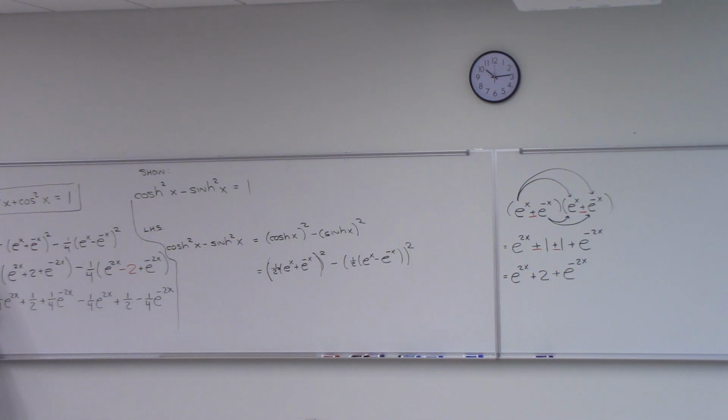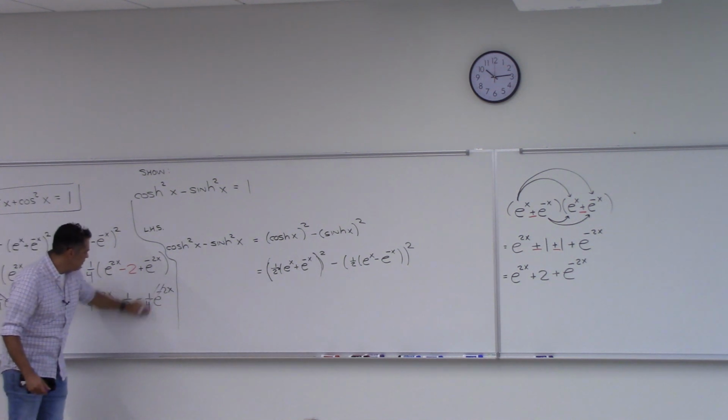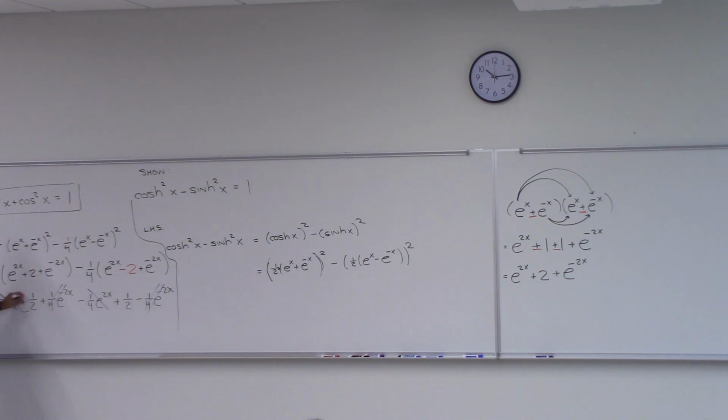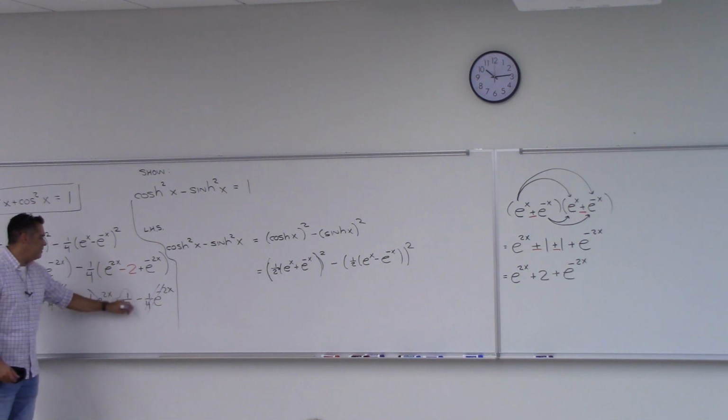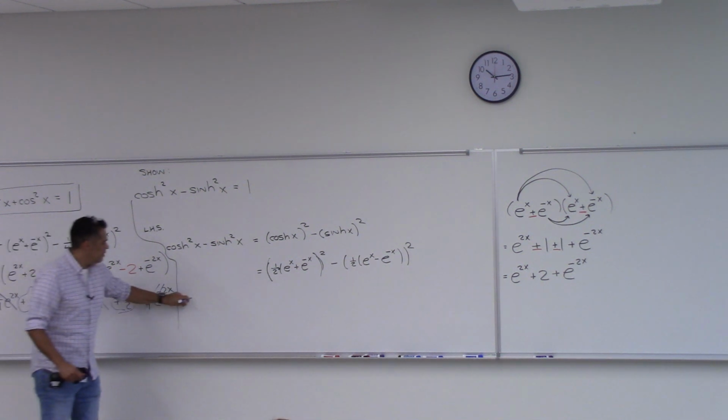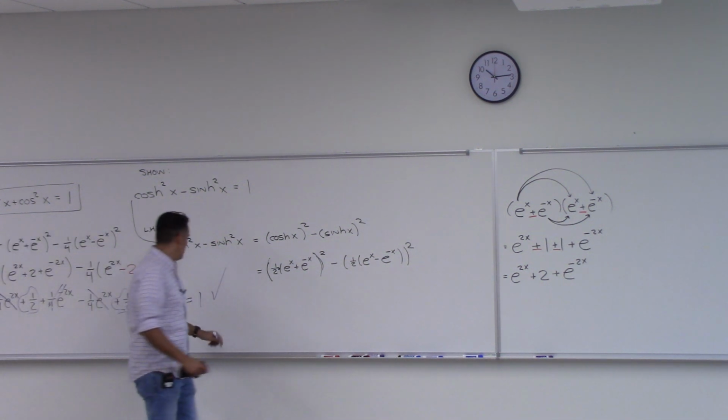Let's see. We've got this one, and where is it? Here, that, right? Those two cancel each other out. And then the last one's this one, cancels with this one. And the only thing left here is positive a half plus positive a half, which is 1. So equals 1. We've verified, right?